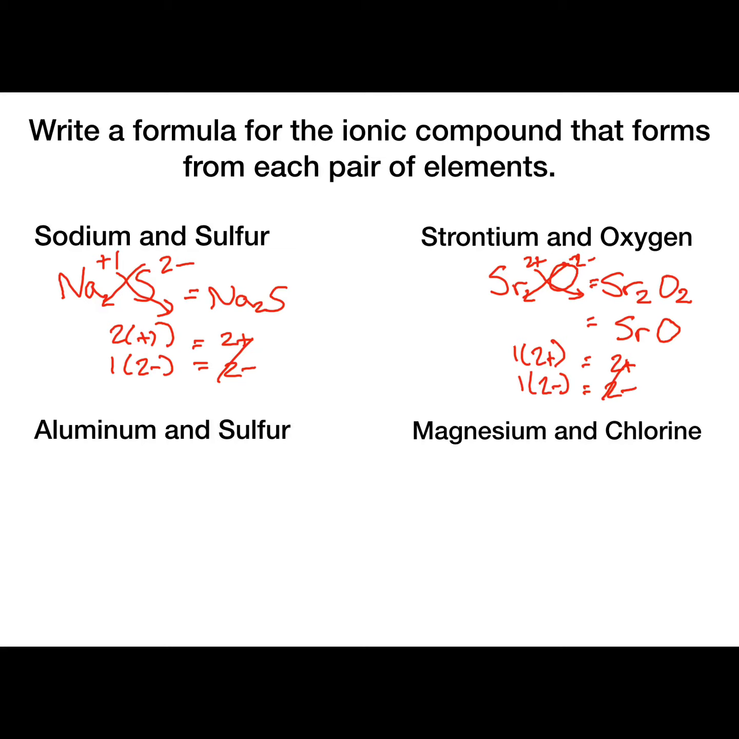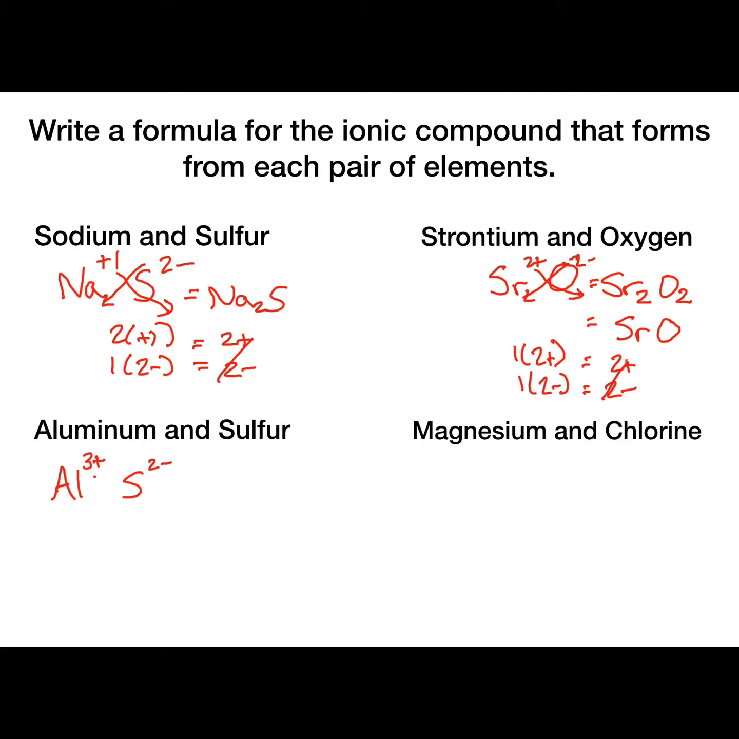Next we have aluminum and sulfur. So we're going to start off by writing the element symbol. So we have Al for aluminum and S for sulfur. Now we're going to write the charges. Aluminum tends to form a 3+ cation, and sulfur tends to form a 2- anion.